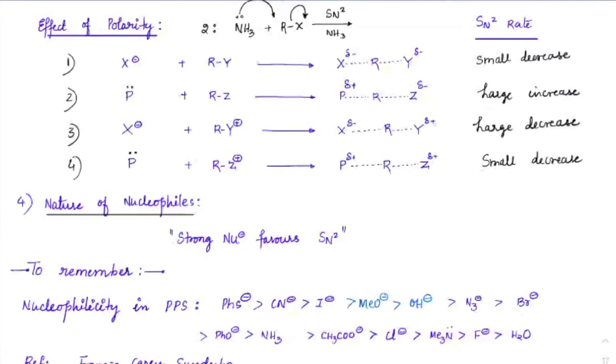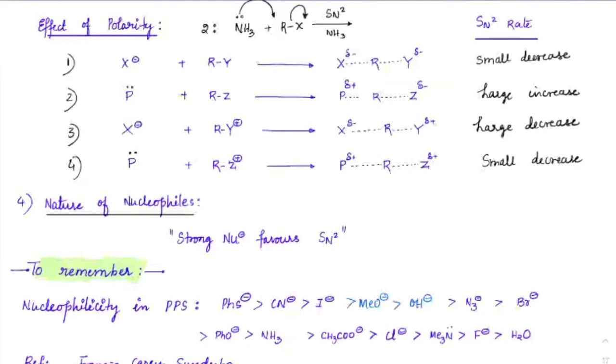Next, we can see the nature of nucleophiles. The fourth factor which increases SN2 is the nature of the nucleophile. Obviously, strong nucleophiles will always favor SN2. So I gave you this order to remember. And this order is in polar protic solvent. If the solvent is not provided in the question, always take it as polar protic solvent. The default solvent is always polar protic.